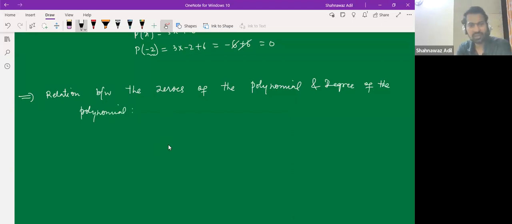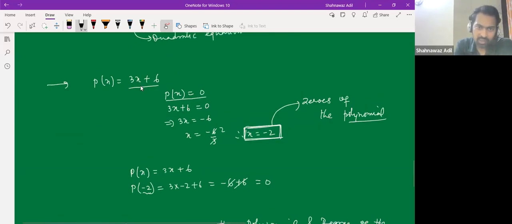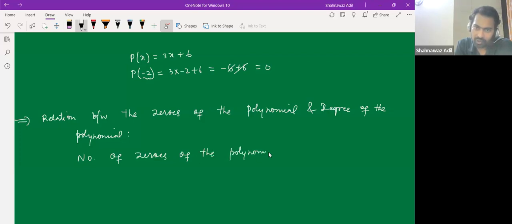Okay, so as you saw in this example, this was a linear polynomial, right? In the case of a linear polynomial, how many zeros did we get? One, right? So the relation says that the number of zeros of the polynomial is equal to the degree of the polynomial.